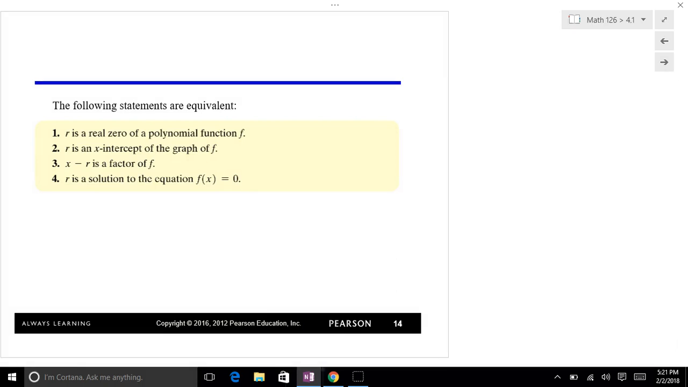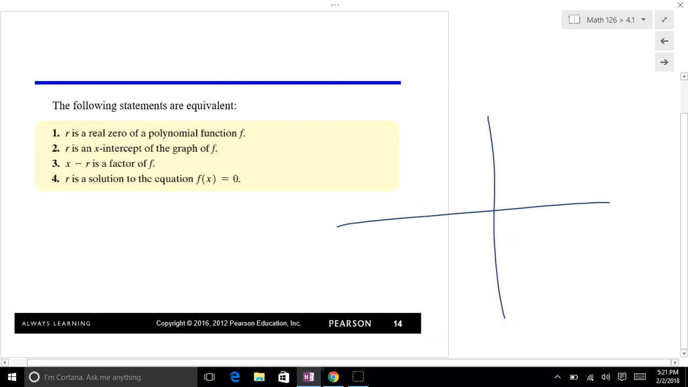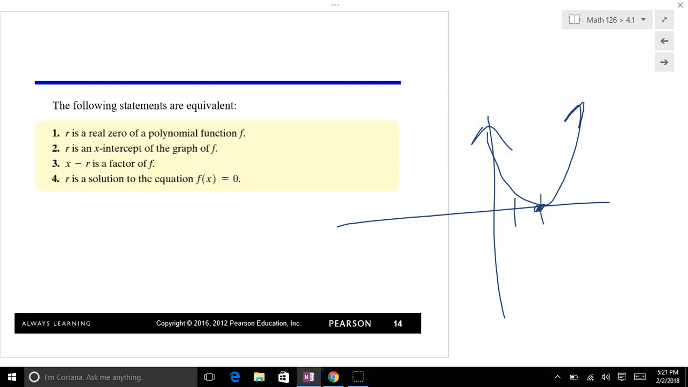Okay, if r is a real zero of a polynomial function, so let me take, for instance, this right here. See how you have the point (2, 0). 2 is a zero, right? This is your x-intercept. So 2 is a real zero, or an x-intercept. It's also referred to as a solution. So zeros, x-intercepts, solutions, all the same thing there.